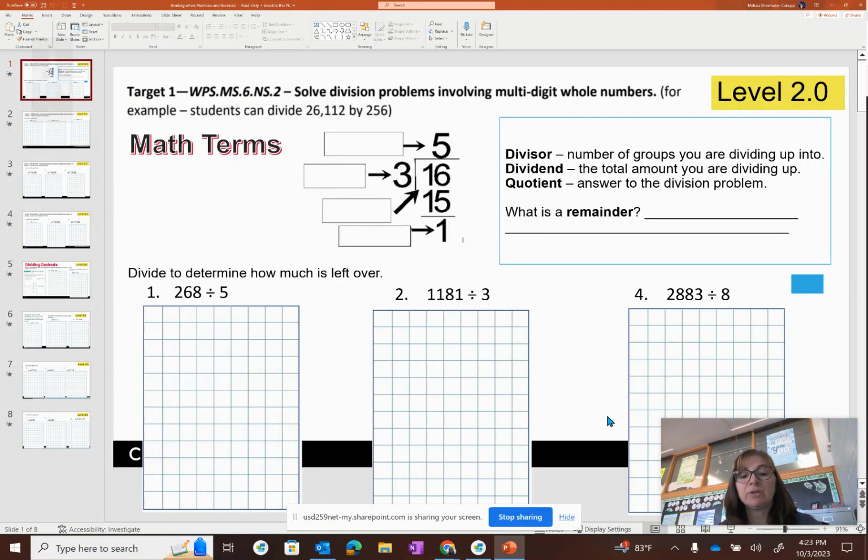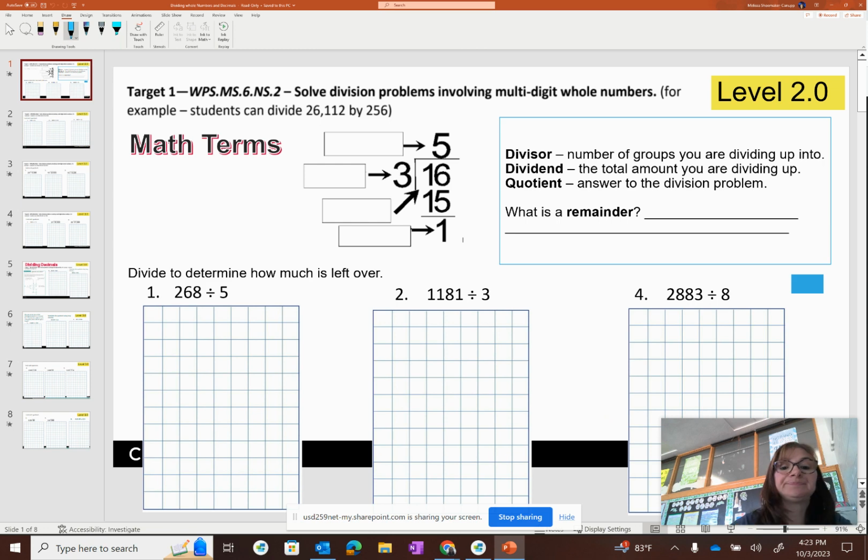Today we are moving on to division, and not going to lie, for some of you, this is going to be super, super hard. I want you to keep working and do your best.